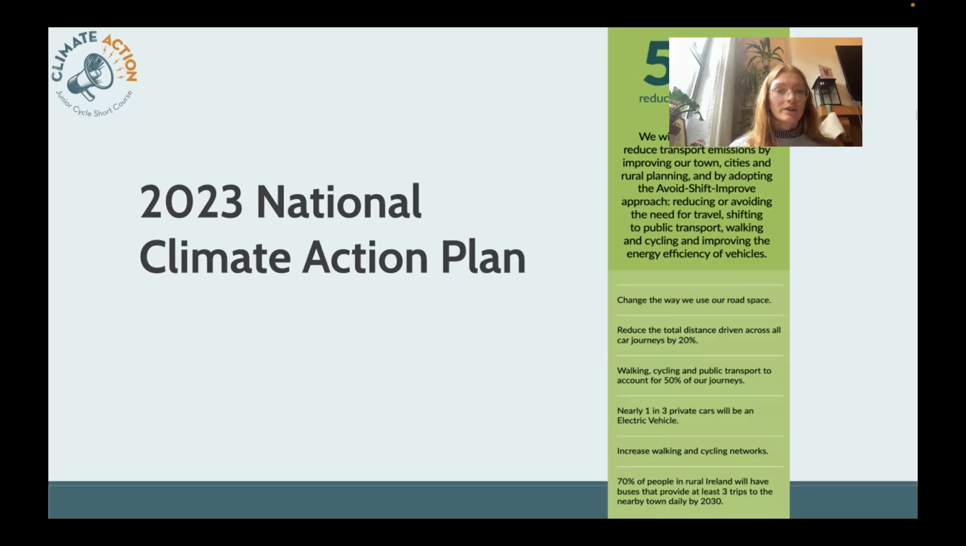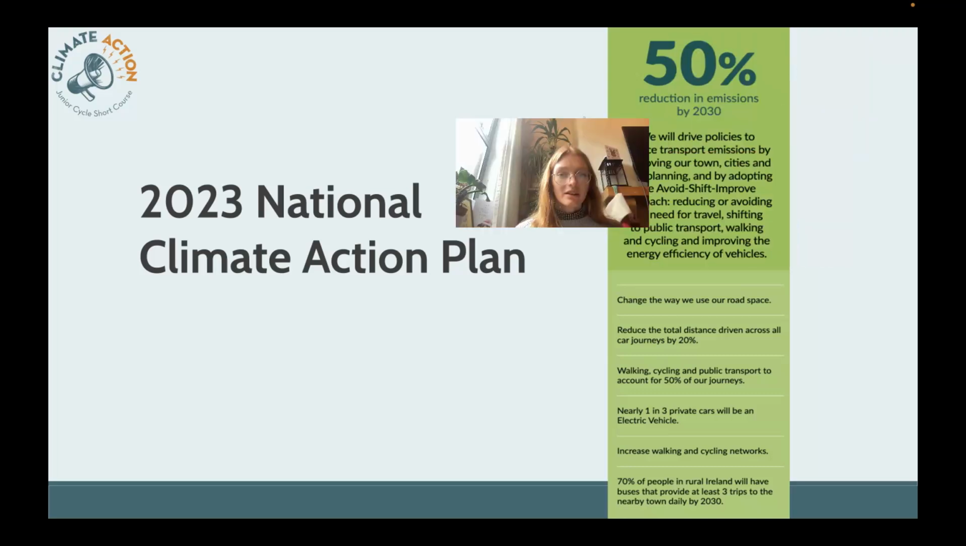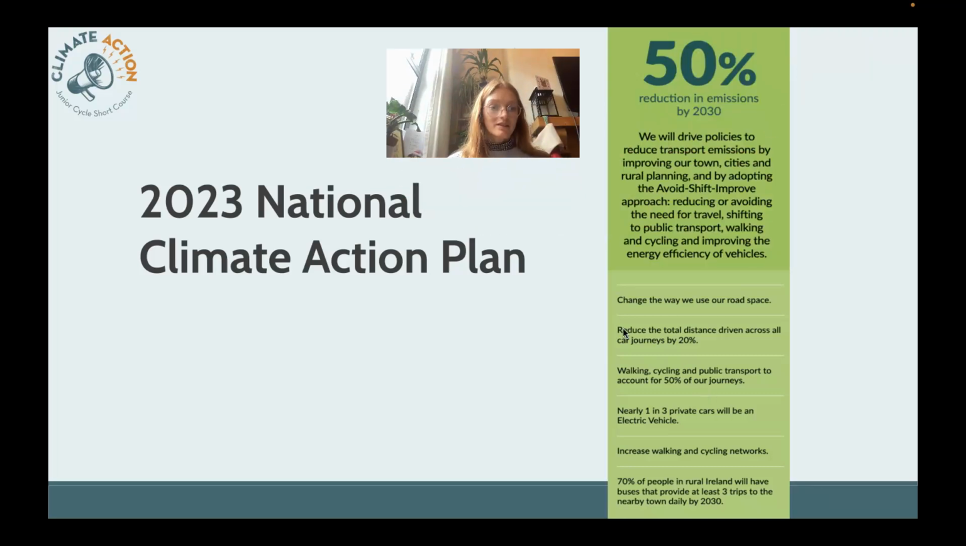This is from the 2023 Climate Action Plan. So you're just looking at what the 2023 Government Climate Action Plan says. And again, have a debate, have a discussion, see what your students think. Do they think it's good, bad, indifferent, etc.